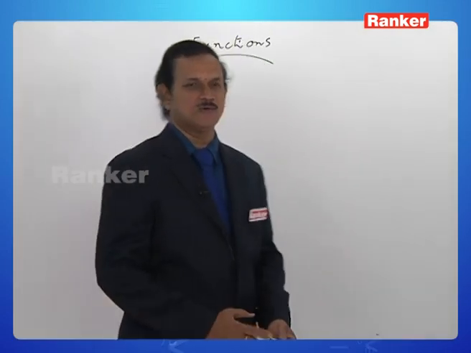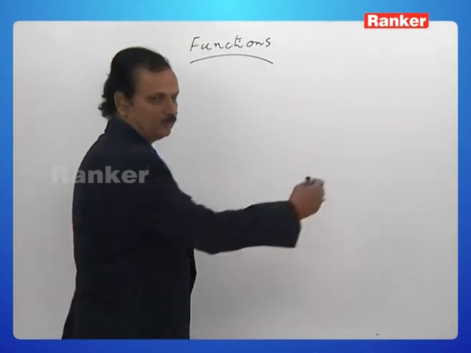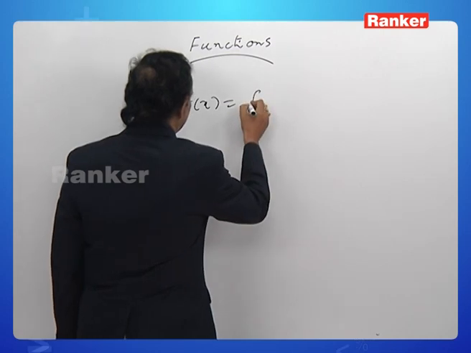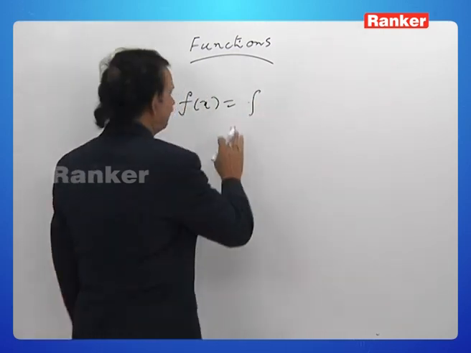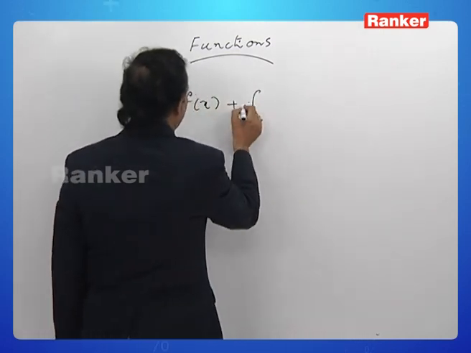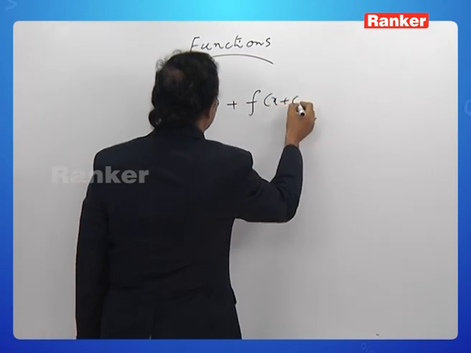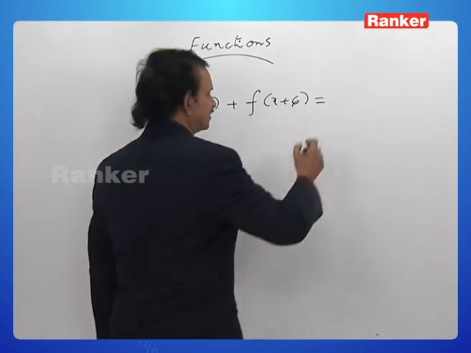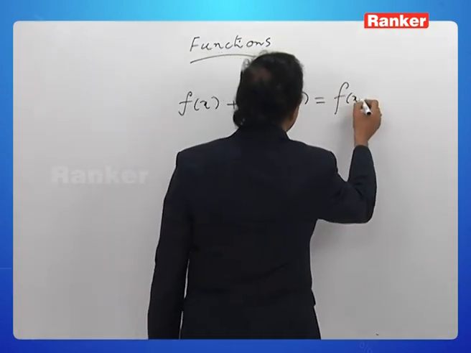Let us have a look over. What is the data here? What is given? F of x plus f of x plus 6 is equal to, that is the data, f of x plus 3 plus f of x plus 9.